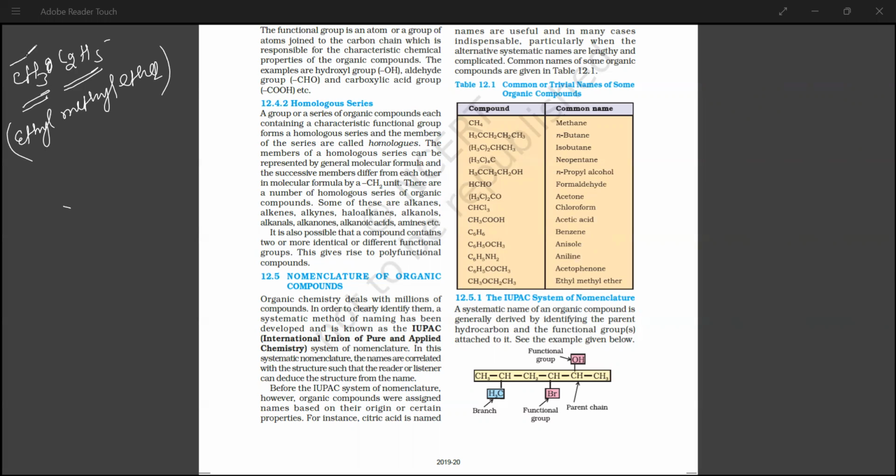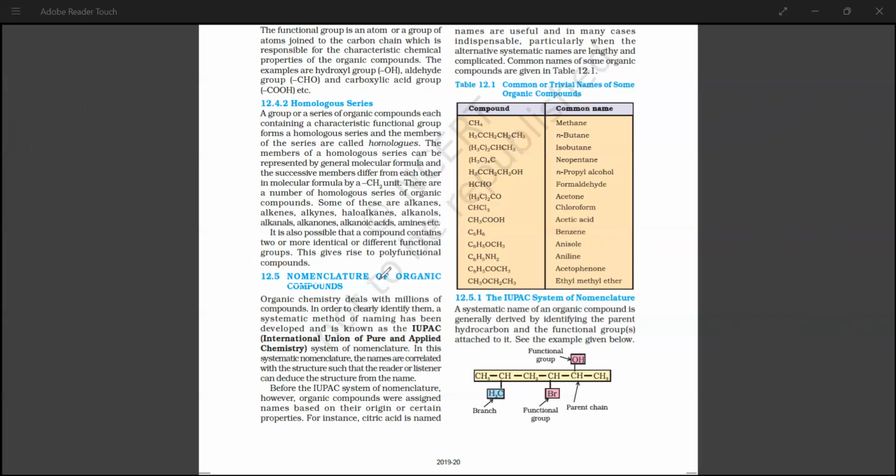See, out of the CH3 and C2H5, which is the smaller one? CH3 is the smaller one. So this O will be attached with this CH3, so that will be methoxy. That will be methoxy ethane. So that's all for this nomenclature of organic compounds.